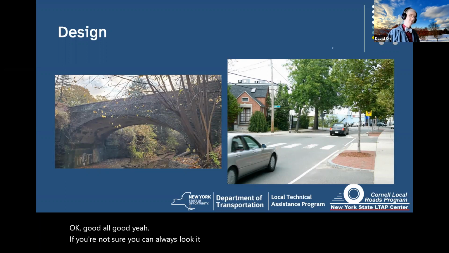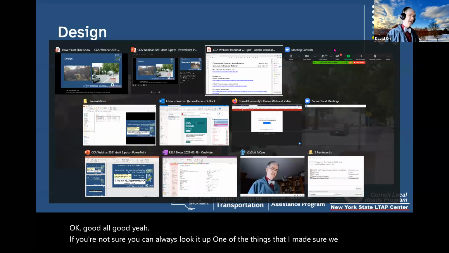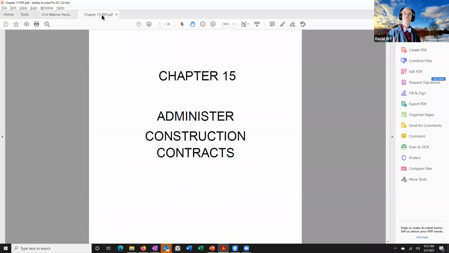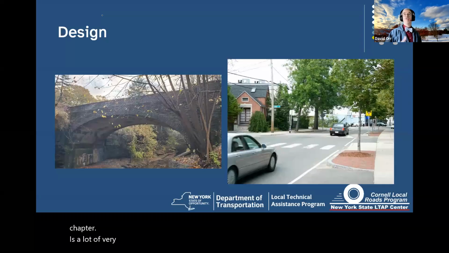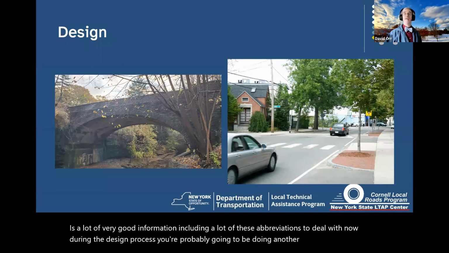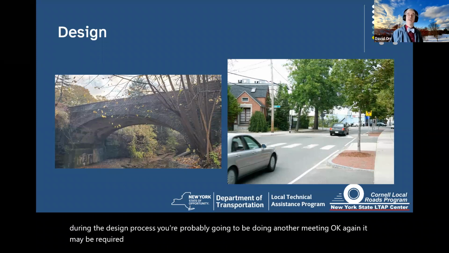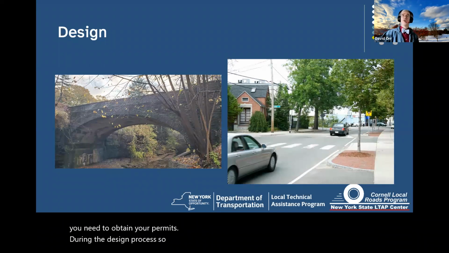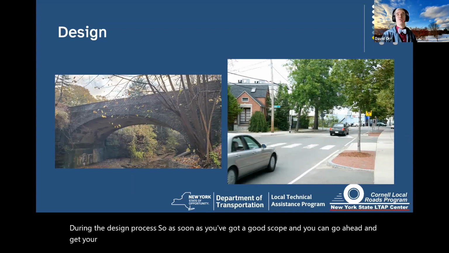One of the things that I made sure we did is in the handout, there's a link to the Local Projects Manual and specifically Chapter 15. And in that particular chapter is a lot of very good information, including a lot of these abbreviations. Now, during the design process, you're probably going to be doing another meeting. Again, it may be required depending on the scale and the size of the project. And this is also where you need to obtain your permits during the design process. So as soon as you've got a good scope and you can go ahead and get your permits, go ahead and do so because that takes time as well.